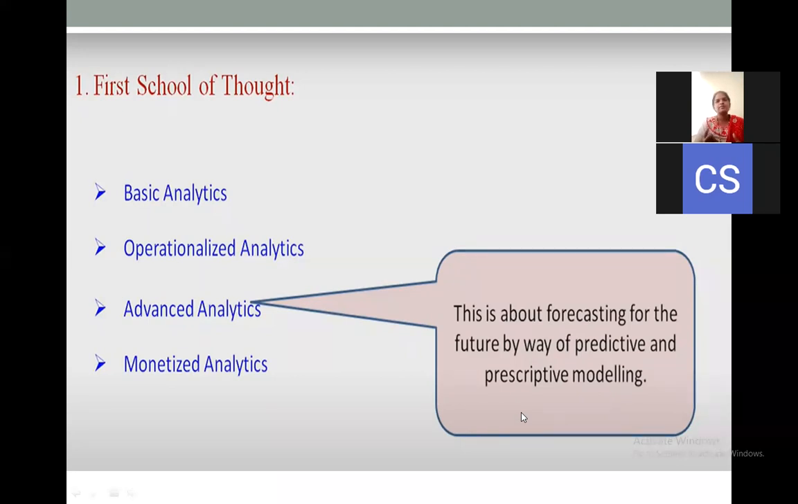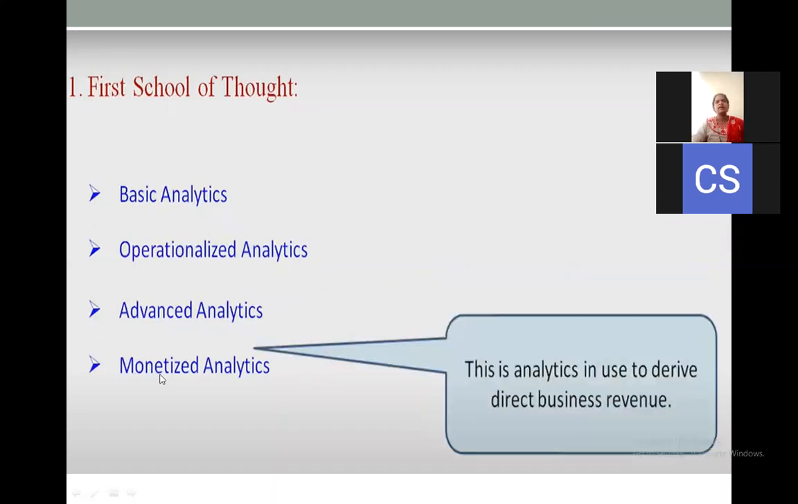So in advanced analytics, we focus on historical data and current data. The data scientists use that historical and current data to predict what will happen in the future, and according to that, actions and decisions will be taken in an organization. Okay, so are all of you getting this? Then now moving to the next type, that is monetized analytics.